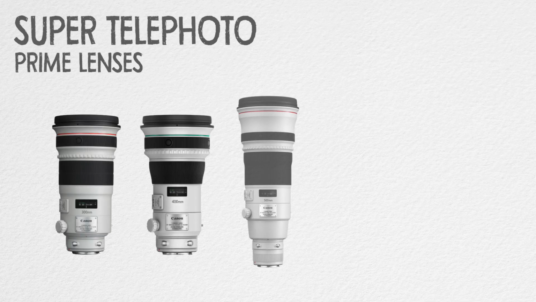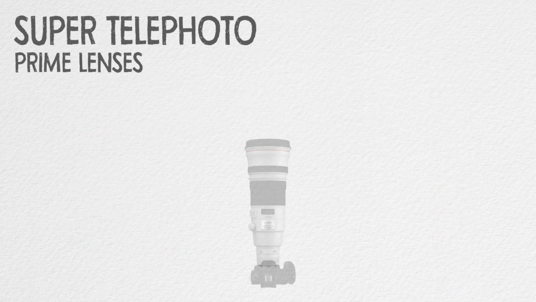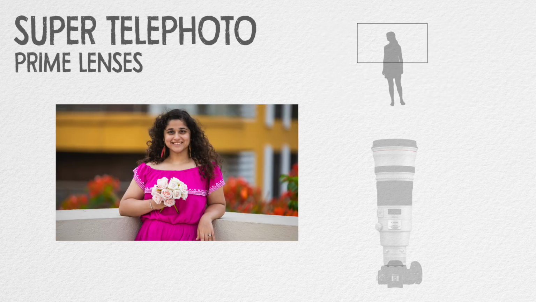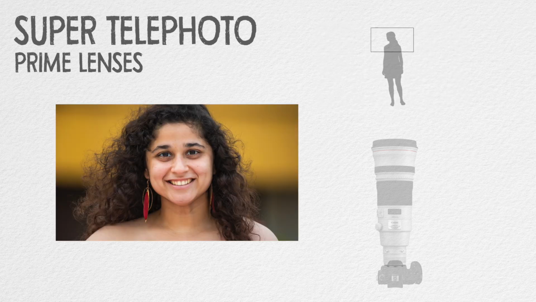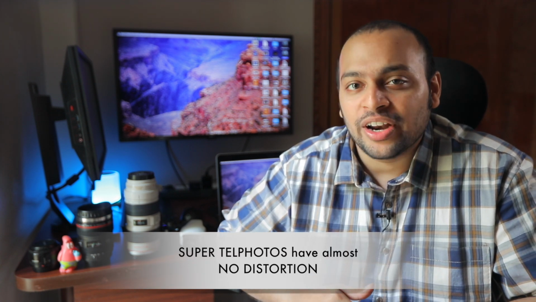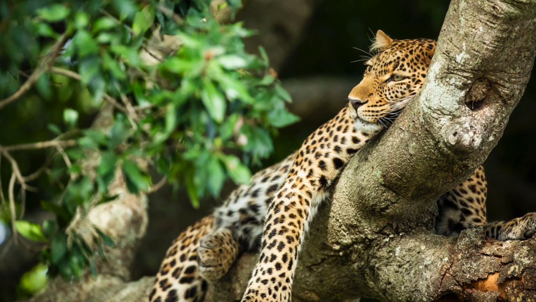Super telephoto prime lenses that range from 300mm to 800mm have such a narrow angle of view that they can photograph far away subjects while being non-intrusive. The distortion is almost non-existent, and this focal range is largely dedicated to sports and wildlife photography.